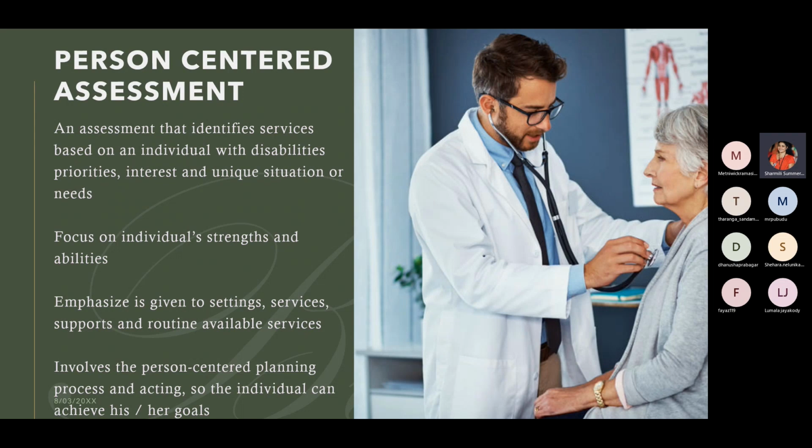What strengths are they having? Are they very sensitive to minor things, or are they a very rigid person, or can they adapt to all kinds of environment? Those things you need to check. So those are the strengths and abilities. Emphasis is given to settings, services, supports, and routine available services.